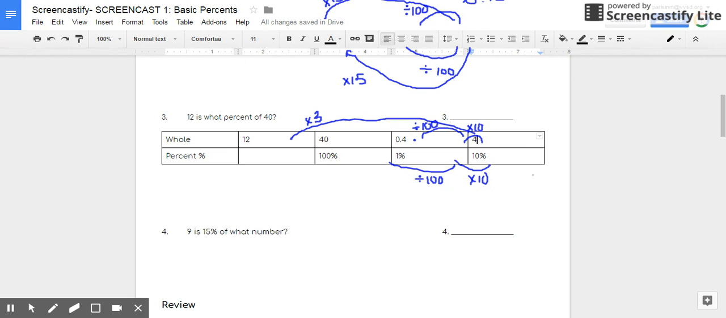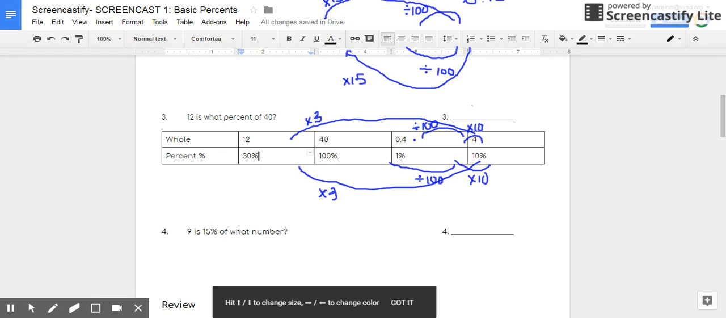Then whatever I do in the numerator, I have to do in the denominator. So then I can take my 10%, multiply that by 3, and 10% times 3 is going to give me 30%. So now to answer my question, 12 is what percent of 40? Well, 12 is 30% of 40. So my answer right here is going to be 30%.